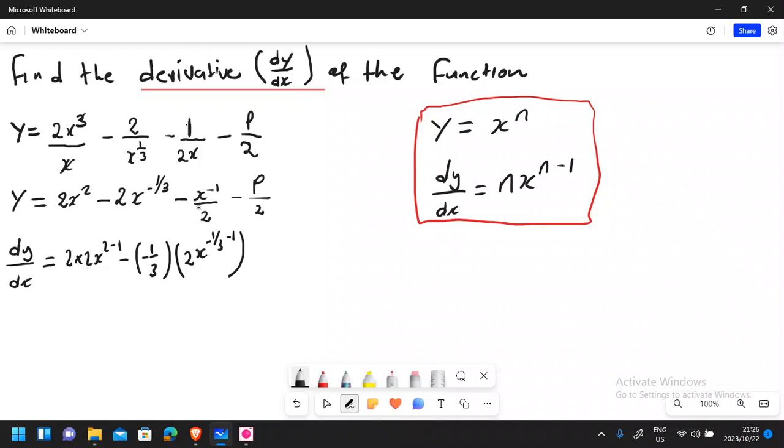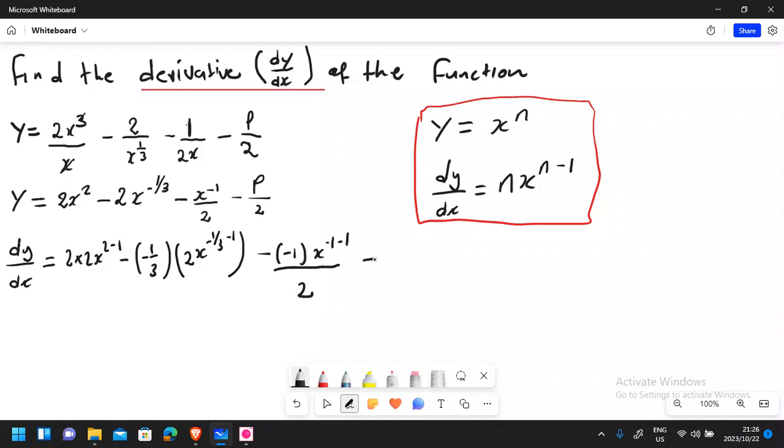Now we come to this one here. So this one you can say negative 1 multiplied by, remember this is our n, multiplied by x, and then we have negative 1 minus 1, divided by 2.